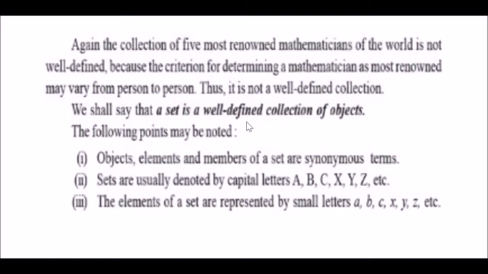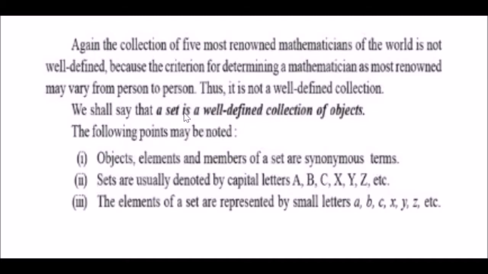and the elements which belong to it are also well defined. So in the next few discussions, N will represent the natural numbers, Z the integers, Q the rational numbers, R the real numbers, Z plus the positive integers, Q plus the positive rational numbers, and R plus the set of positive real numbers. Then next comes the formal definition of sets.